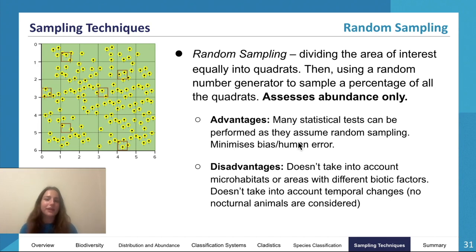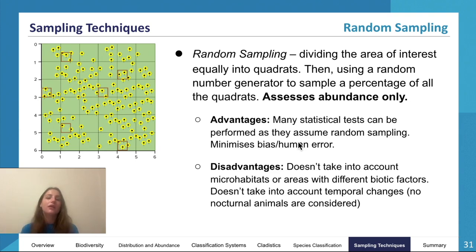This technique basically involves dividing the area of interest into equally sized quadrants, so those quadrants we saw earlier, and then using things like a random number generator or some means of randomly allocating these quadrants to select a random percentage of quadrants to be used for sampling. By focusing on randomly selected sections, researchers can gather data that is representative of the larger area while minimizing potential biases. And obviously this does save us a lot of time compared to actually sampling an entire ecosystem, which is somewhat unrealistic.